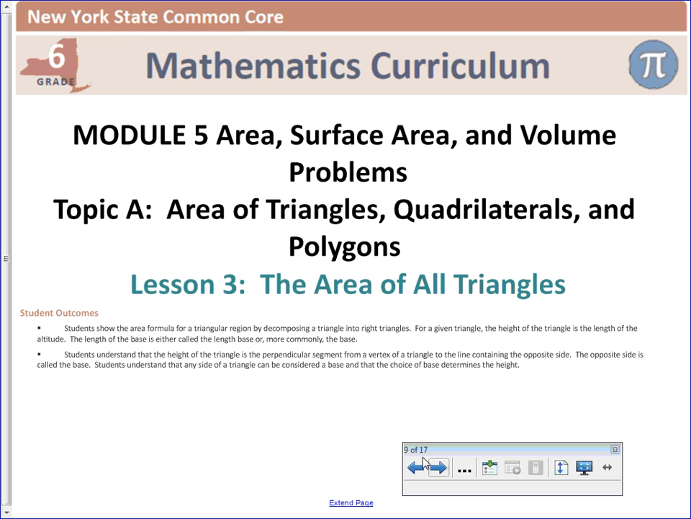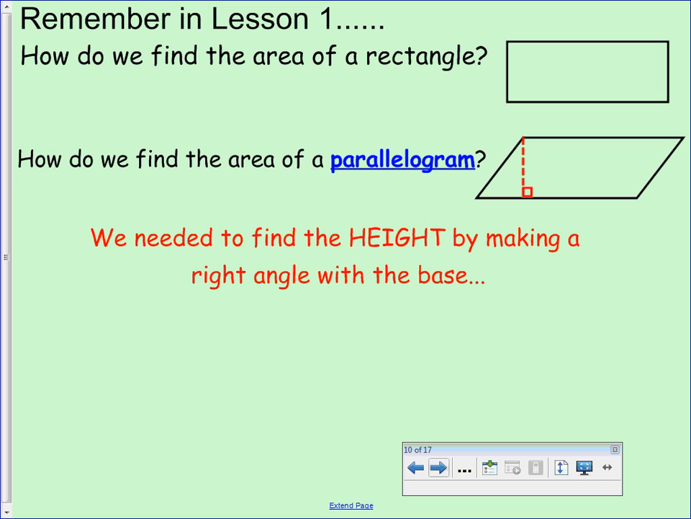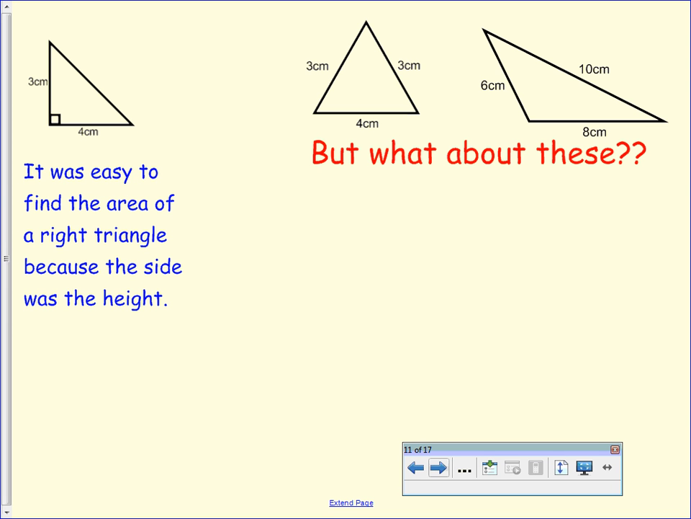Now we're going to take a peek at some of the examples from lesson 3. How did we find the area of the rectangle? I said not to switch pages yet. Base times height. How did we find the area of the parallelogram? Well, it was still base times height, but we had to find the height by making a right angle with the base. We just talked about that a little bit. Remember how we were finding on your homework? You had to find the different heights. Well, sometimes we have to do that with triangles.